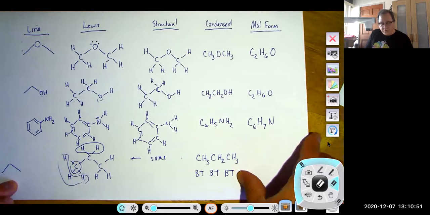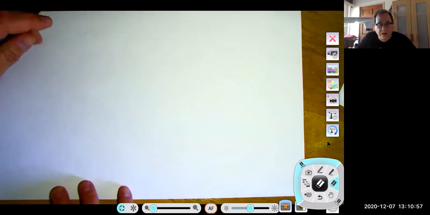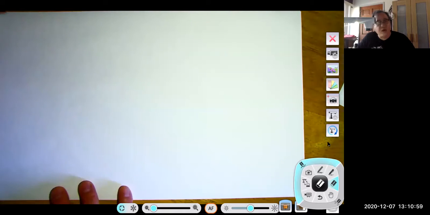So I'm going to leave you with one more problem and then we'll call it quits here. I want you to take the following drawing and I want you to write out the Lewis, the structural, the condensed, and the molecular formula.